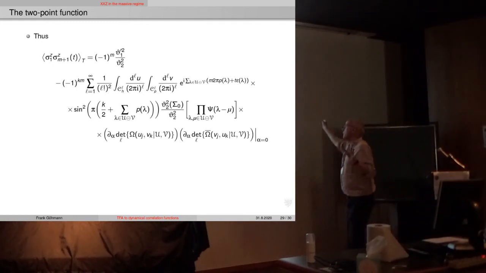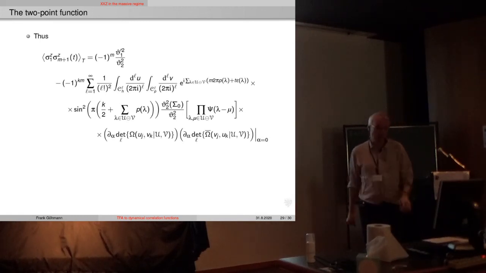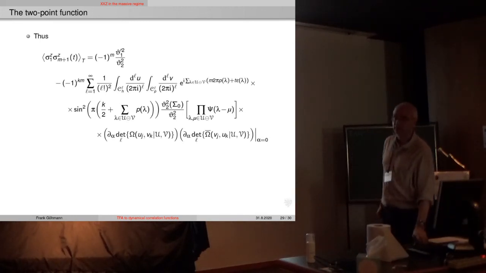And then there is this series. And as I said, this is simple enough for at least numerical evaluation of the first terms, and we hope that we will be able to use this in asymptotic analysis of the XXX case.